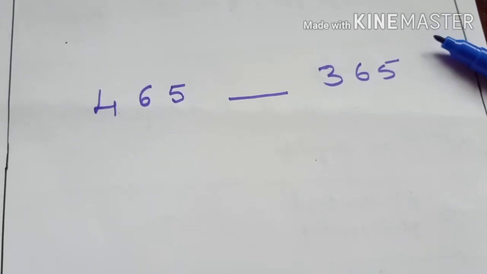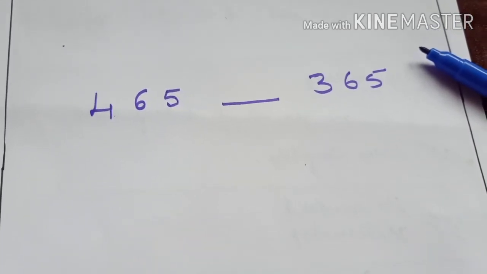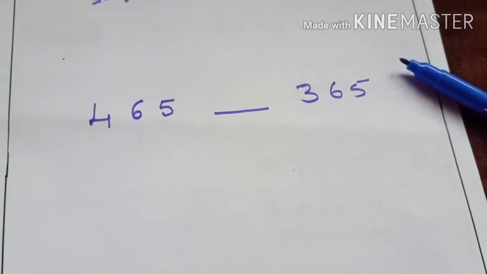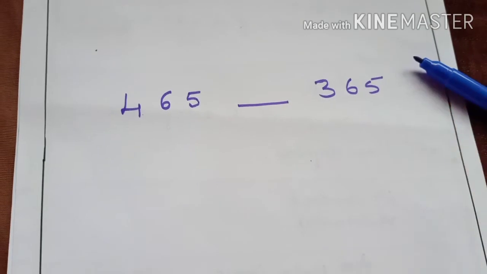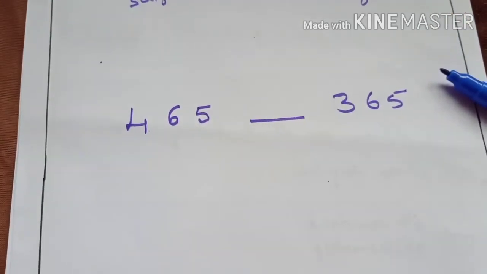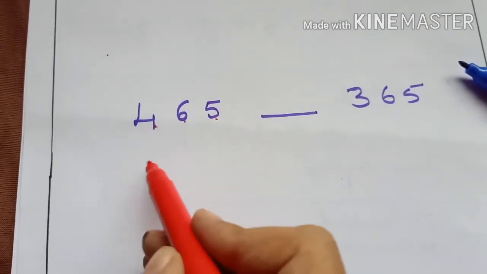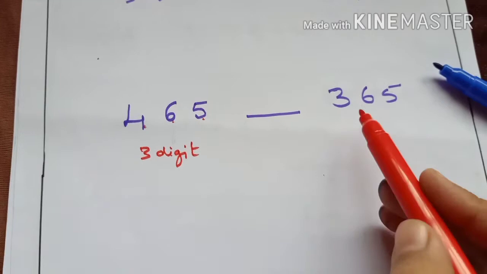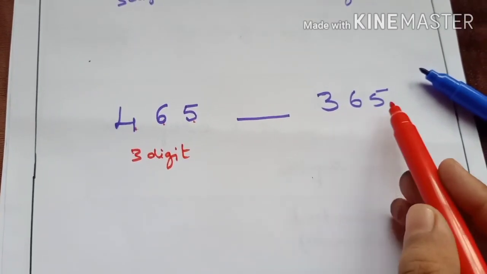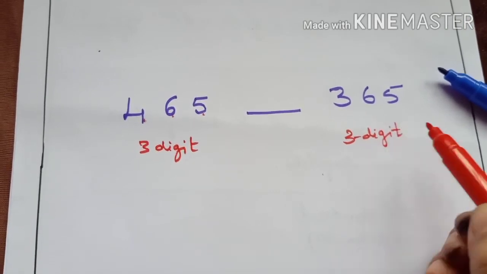How do we compare when there are two numbers which have the same number of digits? For example, here 465 and 365. Here check the number of digits, 1, 2, 3. So this is a 3-digit number. And here 1, 2, 3. This is also a 3-digit number.